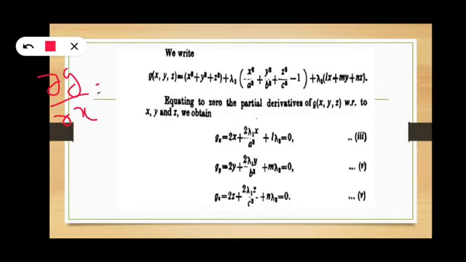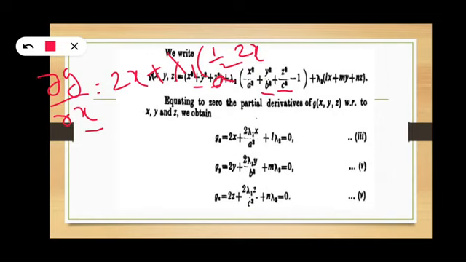Here dou g by dou x means we do the partial differentiation with respect to x, so the remaining variables will be constants. So the derivative of x square will be 2x, y square 0 and z square 0, plus lambda 1 into x square by a square. Here 1 by a square is a constant, and the derivative of x square will be 2x. Next y square by b square will be 0, because it doesn't have x. And also z square by c square is 0, and minus 1 will be 0.